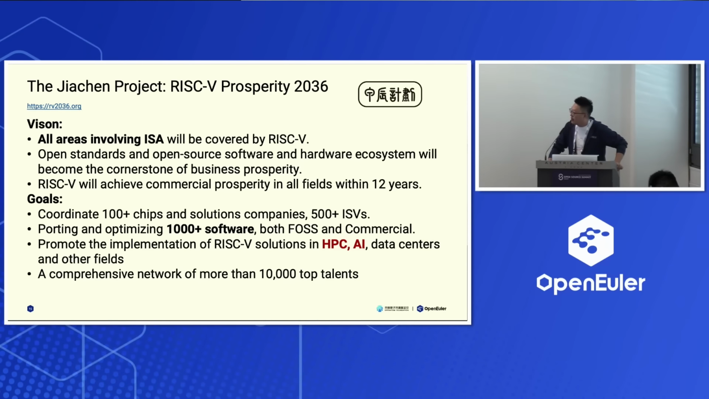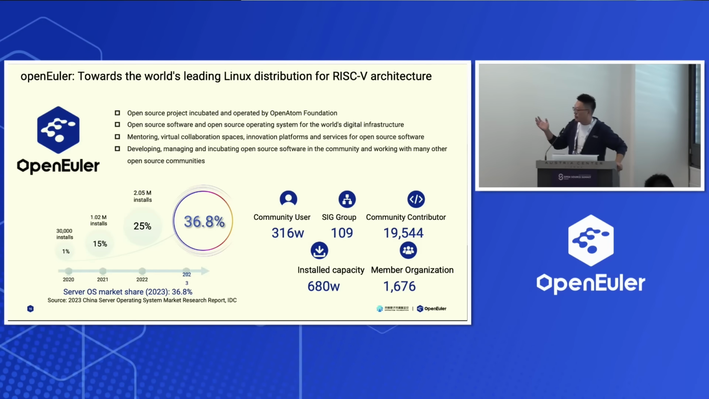And this is the latest ambitious goal. We want RISC-V to cover all IT scenarios in 12 years. And openEuler is a leading operating system to implement our ambitious goal. I believe you saw this picture right before. openEuler is very popular in mainland China, and it has become the de facto leading architecture in China, and especially in the RISC-V area, openEuler is moving very fast.